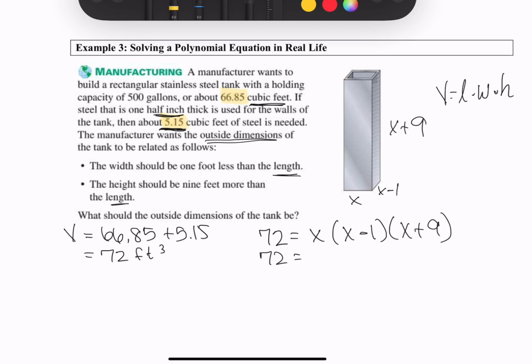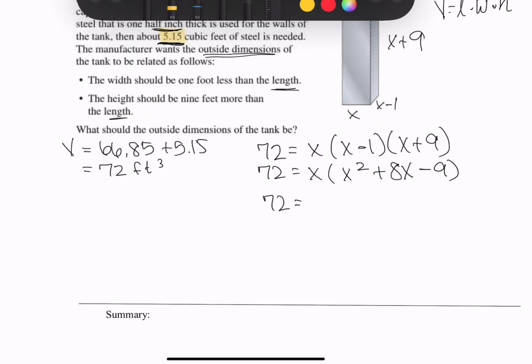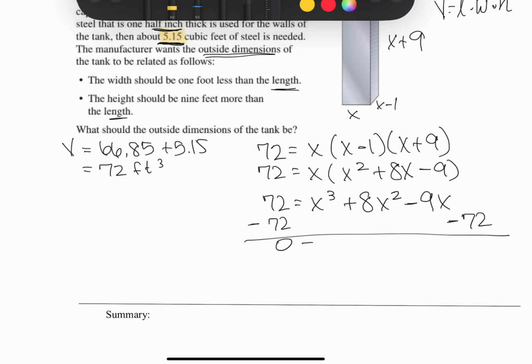So multiplying this all out, I think I'll multiply the two binomials first, leaving me with x times x squared plus 8x minus 9, since inners and outers give me a positive 8x and last gives me negative 9. Now I get 72 equals x cubed plus 8x squared minus 9x. We'll put it in standard form by subtracting 72 from both sides. I get 0 equals x cubed plus 8x squared minus 9x minus 72.